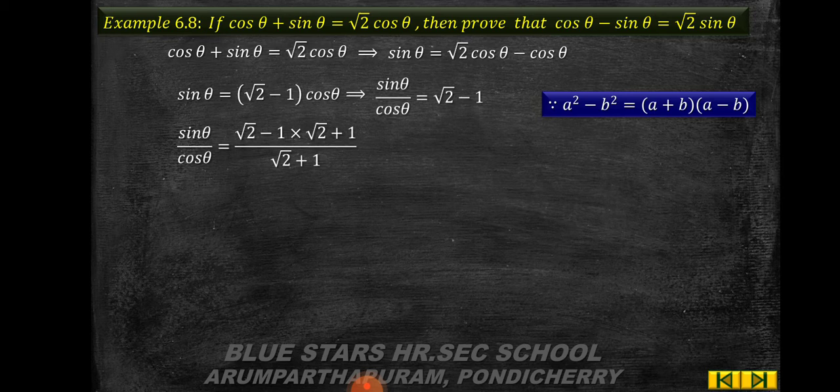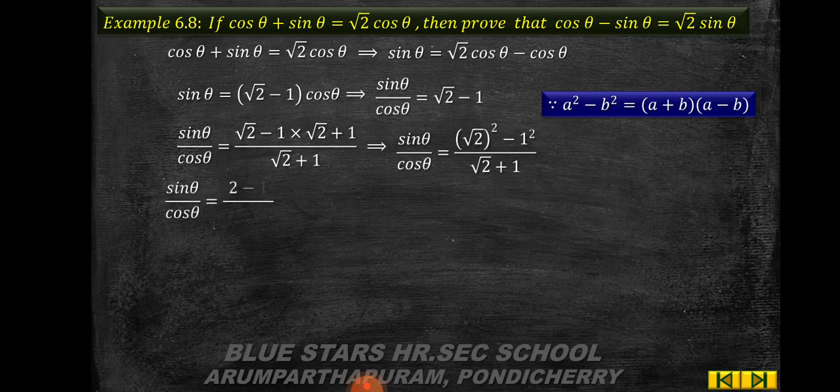So substitute the formula, you get sin theta by cos theta is equal to root 2 the whole square minus 1 square divided by root 2 plus 1. Then sin theta by cos theta is equal to root 2 the whole square value is 2, because square root and square get cancelled, minus 1 square is 1, divided by root 2 plus 1. So 2 minus 1 is 1 divided by root 2 plus 1. Therefore sin theta by cos theta is equal to 1 by root 2 plus 1.